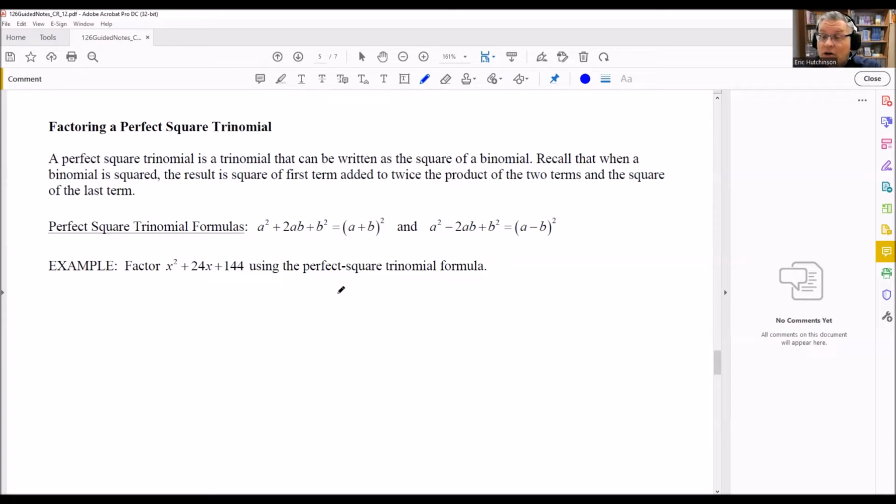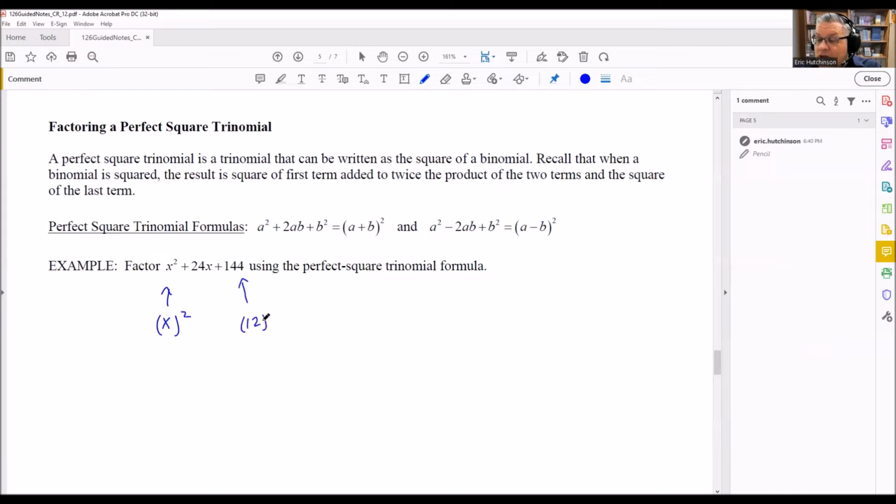So what we're going to do here is we notice, first of all, that this term here can be written as x quantity squared, and this one here can be written as a 12 quantity squared. Now, what I notice about the middle is that the middle one would be 2 times x times 12. 2 times x times 12 will give us the 24x. So because of that, we're going to go ahead and use this formula here.